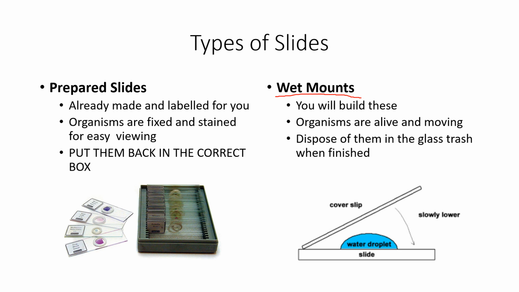Wet mounts are made by placing a drop of liquid on top of the specimen and then placing a little piece of glass on top known as a cover slip. The cover slip compresses the specimen, which makes it thin enough to pass that beam of light through, and also helps kind of hold things in place. Now there is a particular technique to making a wet mount. There are sloppy ways to do it that will not give you a good image, and there are proper ways to do it that will give you a good image. So in the next slide, you're going to learn how to make a proper wet mount.